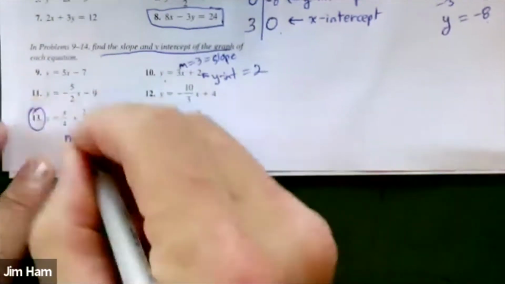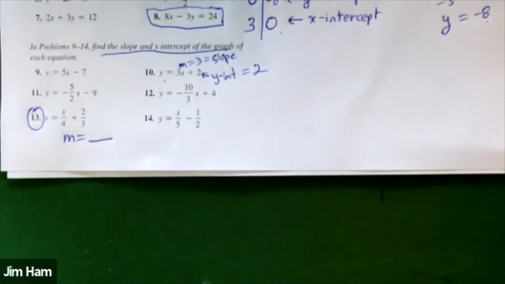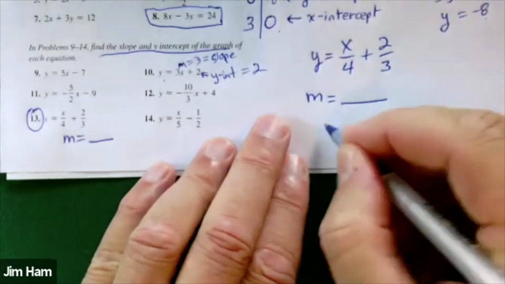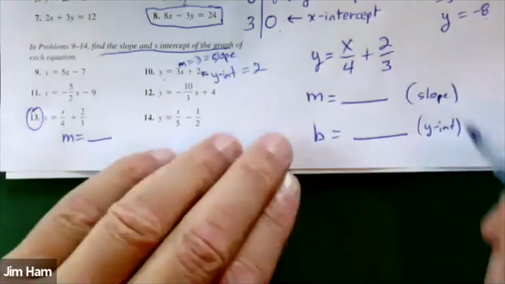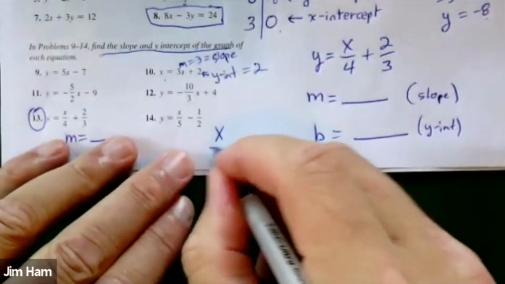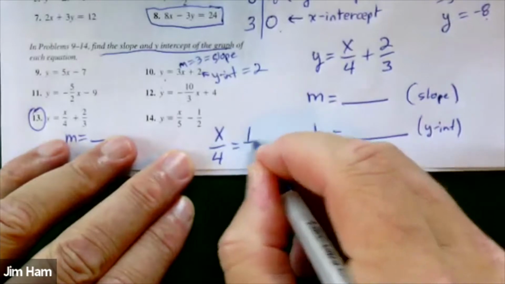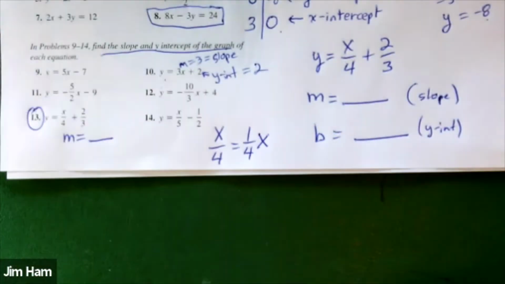Number 13, what is the slope? So first write down the slope, and then write down the y-intercept. And here's your hint. x over 4 is the same thing as 1/4 times x. Okay, it looks like you have a pretty good handle on that.